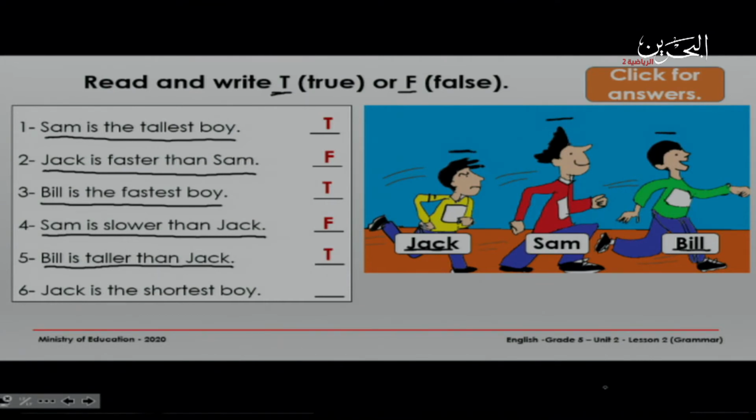Yes, that's true. Number 6. Jack is the shortest boy. Look at him. Is he the shortest boy? Yes, he is. Well done.